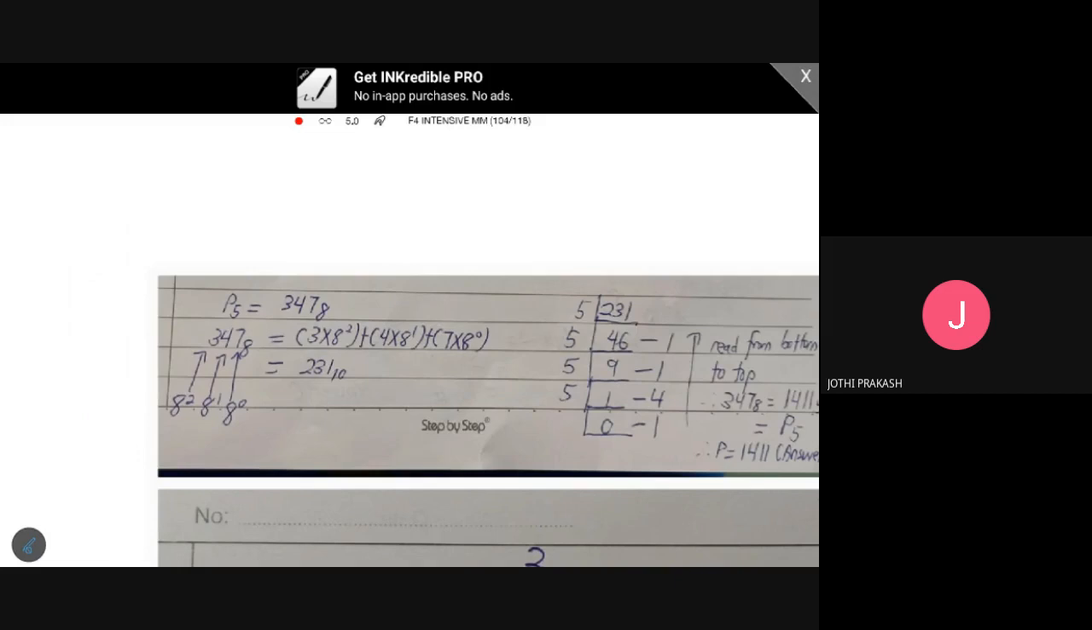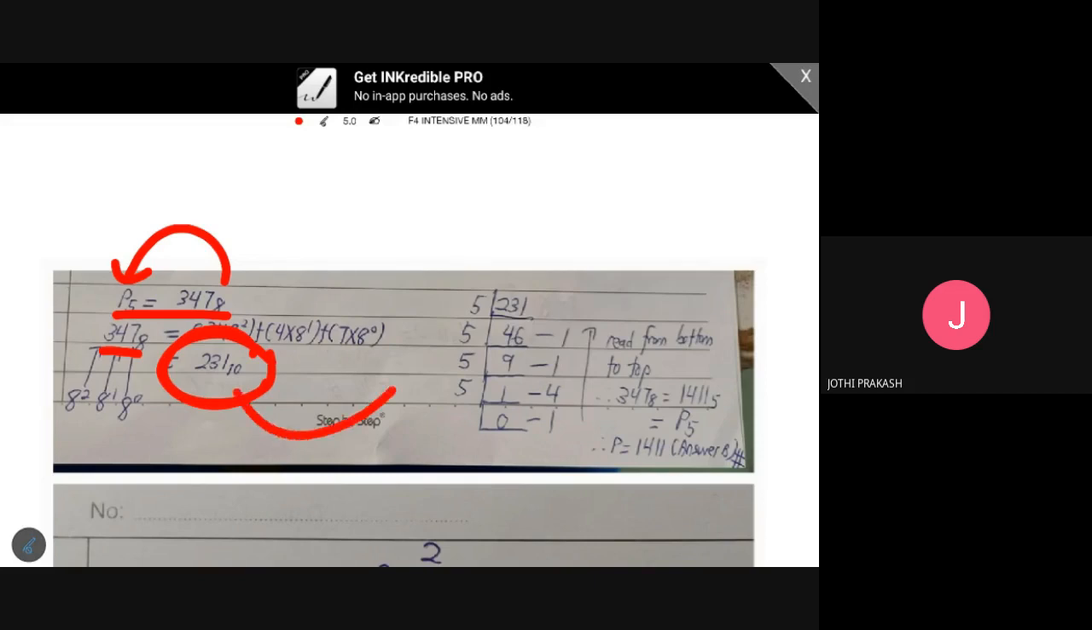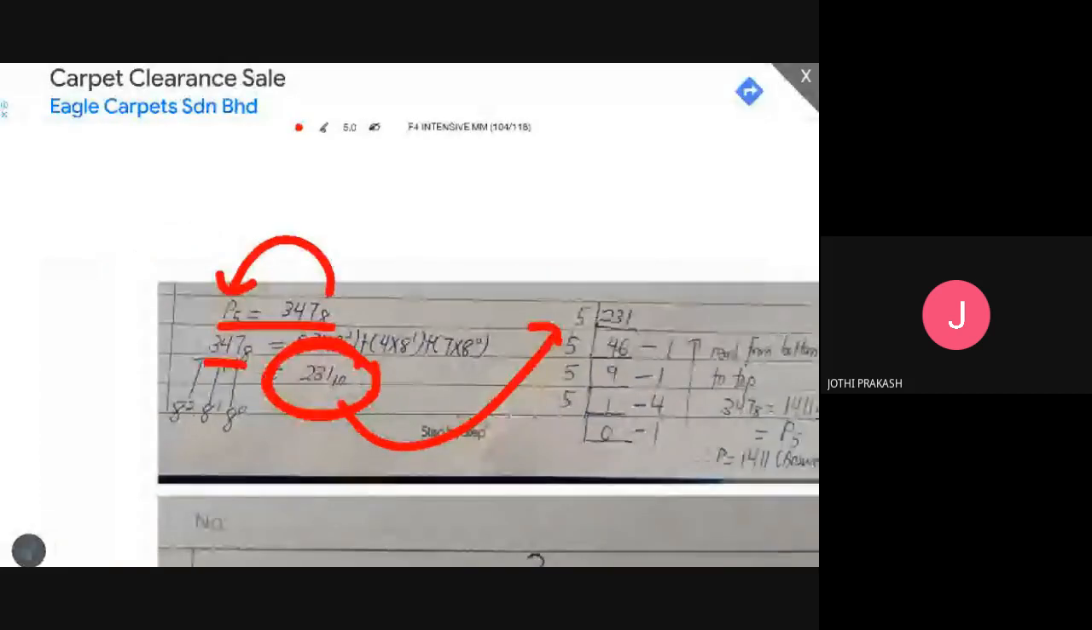Okay, so P5 equals 347 base 8. So we need to convert the 347 base 8 kepada asas 10 because we cannot convert directly base 8 to base 5. Tak boleh buat penukaran secara terus dari asas 8 ke 5. So we always need this base 10 info. Dari sini kita tukar yang asas 10 kepada asas 5. 231 base 10 convert to base 5.